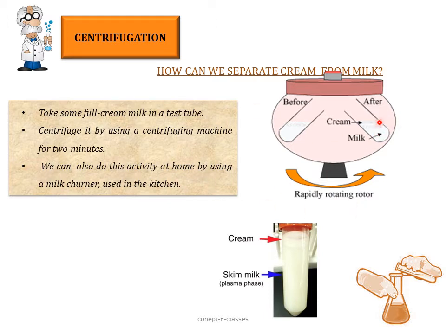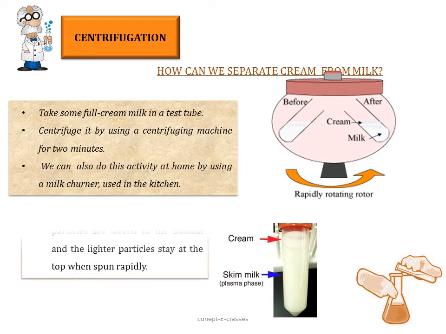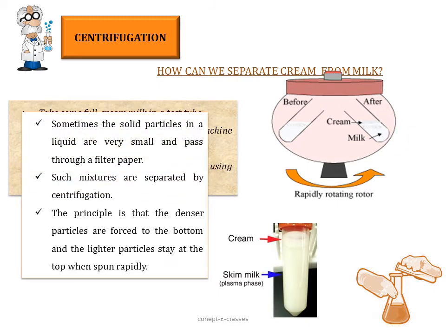We can see that milk, being denser, settles down at the bottom. Cream, being lighter, floats on the top. So hence we are able to separate cream from milk through this process of centrifugation. Sometimes the solid particles in liquids are very small and not able to pass through a filter paper. In these cases the filtration technique cannot be used for separation. So for such mixtures only centrifugation can be used.